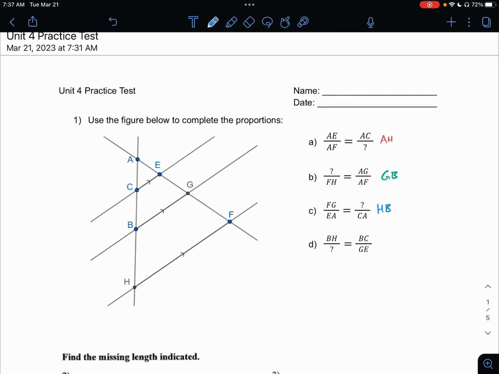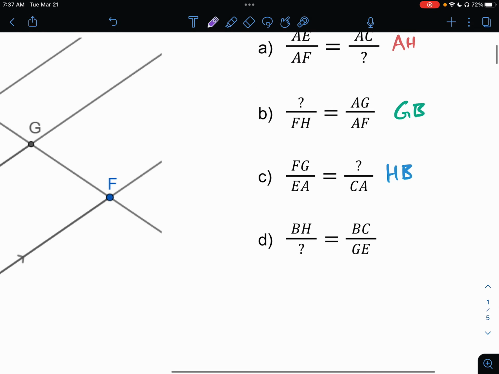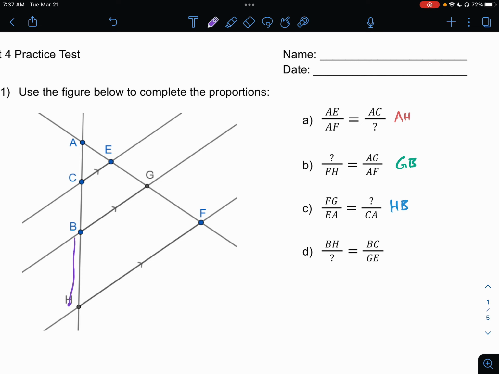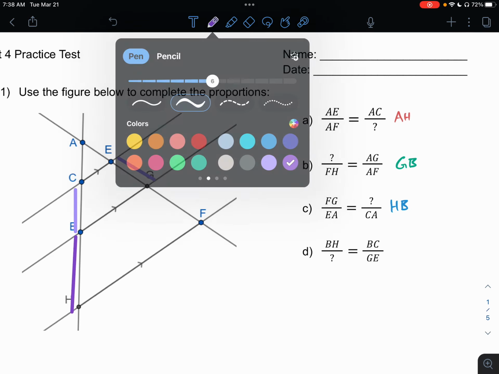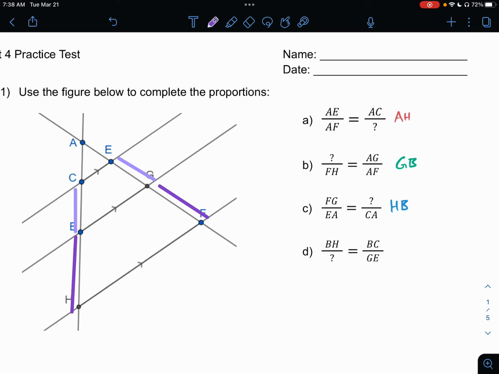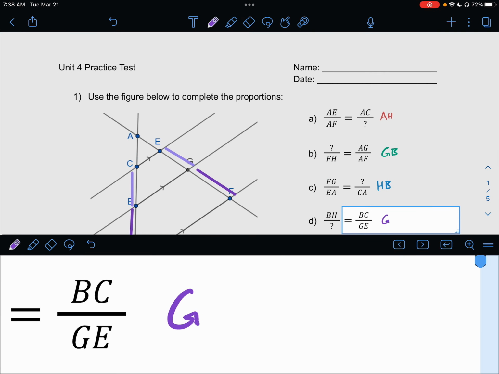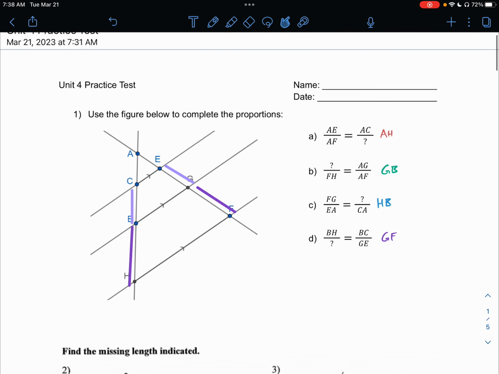And then I have 1D. So for 1D here, BH over something. Let me make that bigger. BH over something is going to equal BC over GE. So here's BC, here's GE. All right, well, to make this match up, I should probably do this GF. So it's BH, and I should go GF. I could also say FG, doesn't really matter. So GF will be our answer to 1D there. And that's the answer to number one, AH, GB, HB, GF.